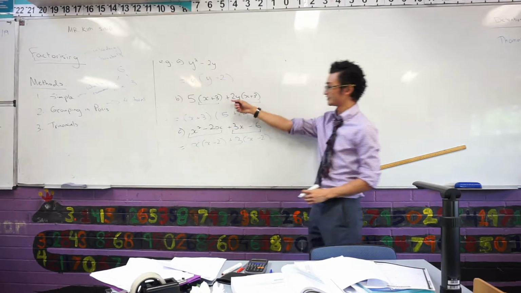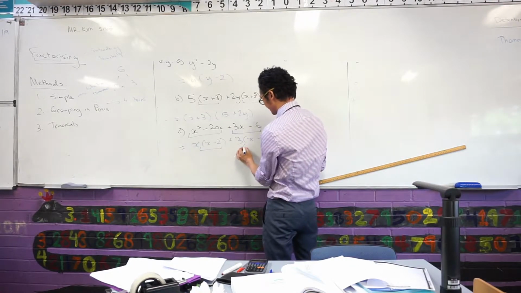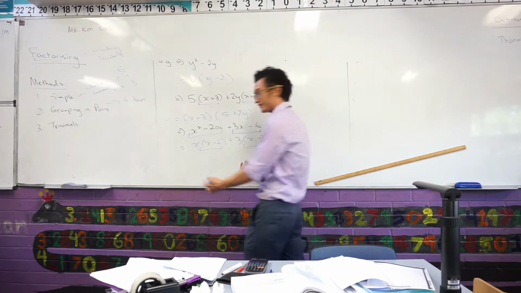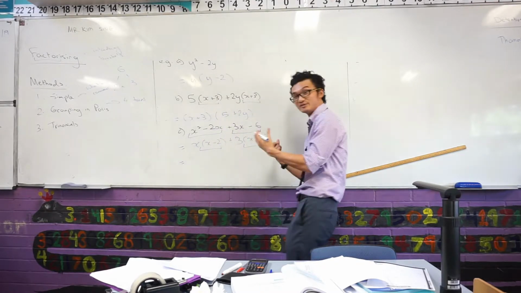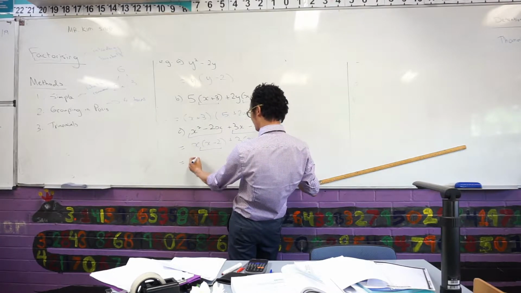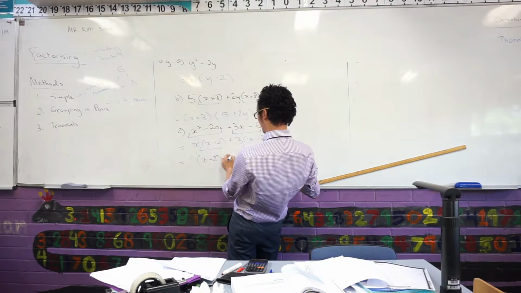And then that looks very similar to this expression here. I can see that this expression is in common, so I can take that out again. That's, again, using our simple method. So sometimes I'll even combine these methods together. So that's x minus 2 outside of x plus 3.